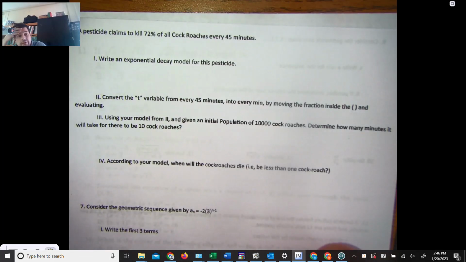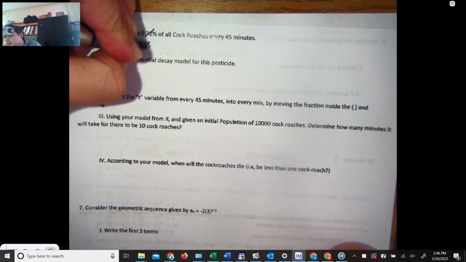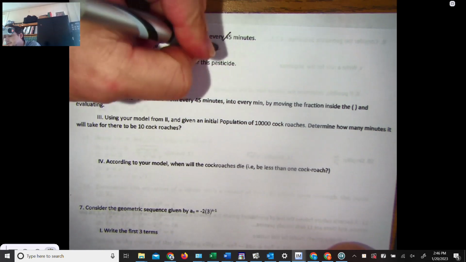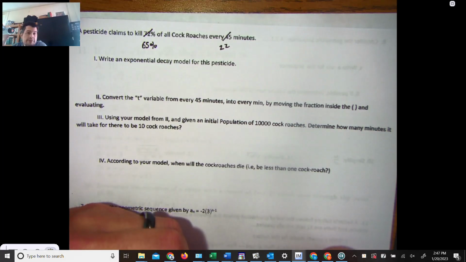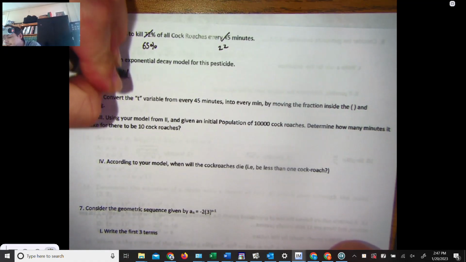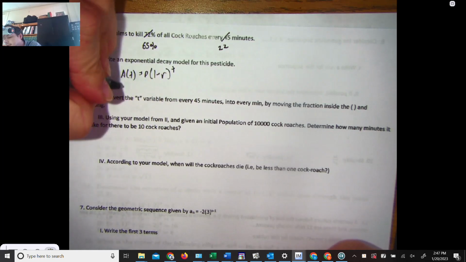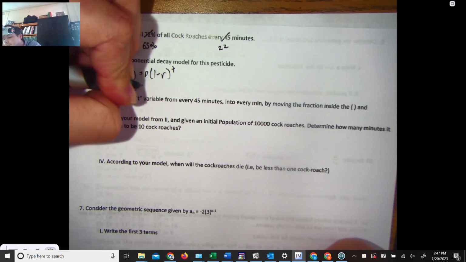Alright, so this is the video I got to redo. Pesticide claims to kill, I don't know, 65% of all cockroaches every 22 minutes. There's a similar example. Write the model. It is decay, so I'm going to plug into P times (1 minus R) to the T. And I don't yet know the principle. It hasn't been told to me yet.